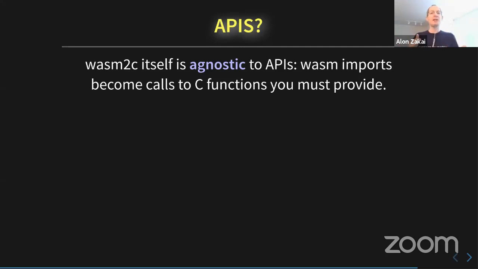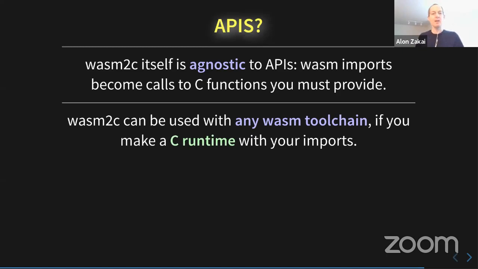Okay, what's the API story here? So Wasm-to-C itself is agnostic to APIs. Wasm-to-C translates Wasm to C. A Wasm import becomes a call to a C function. So it's something kind of external to the Wasm, so Wasm-to-C doesn't do anything with it. It just sort of lets you provide it. And that means that Wasm-to-C can be used with any Wasm toolchain if you make a C runtime that implements the imports and has all the support that the Wasm needs.